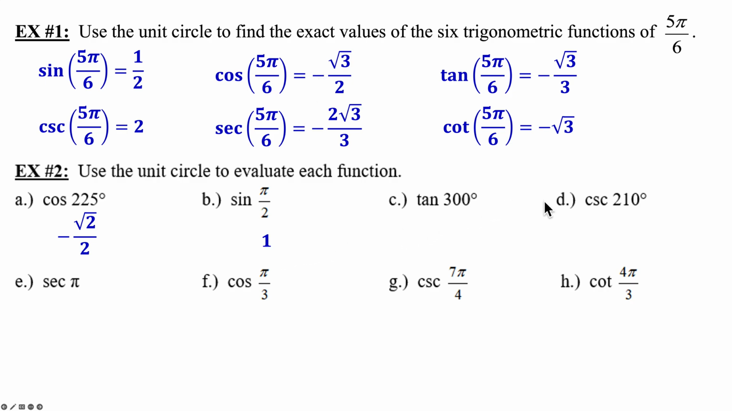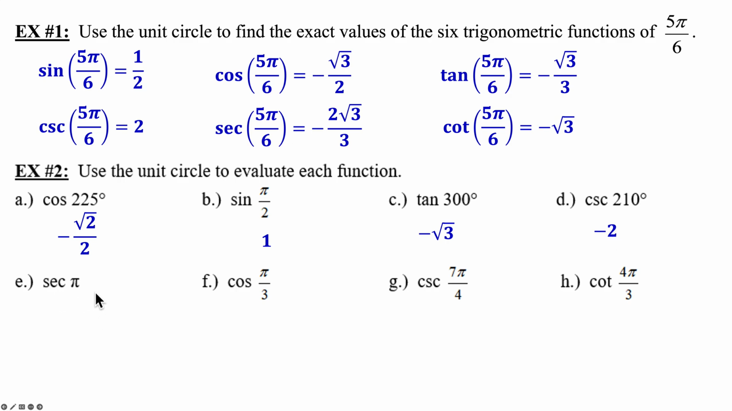Tangent of 300 is in quadrant 4, so this is negative. And let's see, that's going to be sine, which is square root of 3, over cosine, which is 1, so negative square root of 3. Cosecant of 210, well, let's see, sine of 210, that's in quadrant 3. That's going to be a negative. It's a negative 1/2, so I've got to flip it to a negative 2.